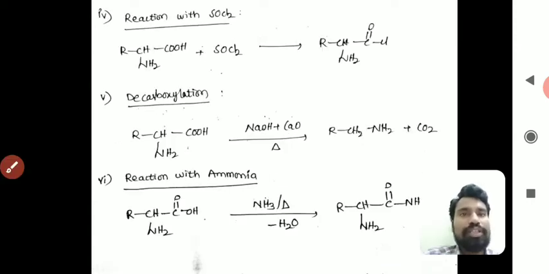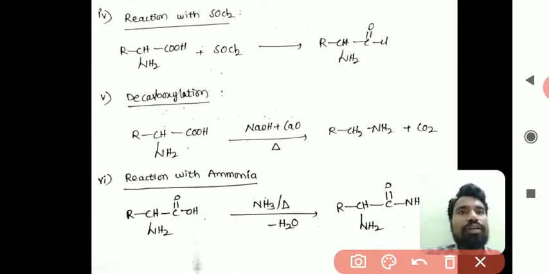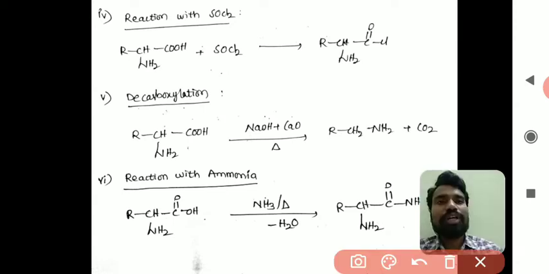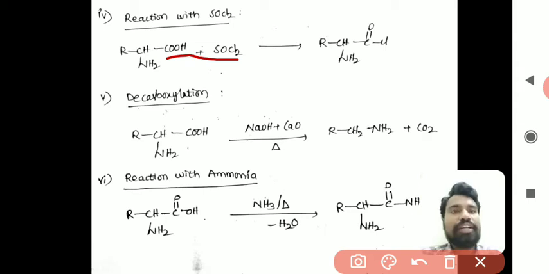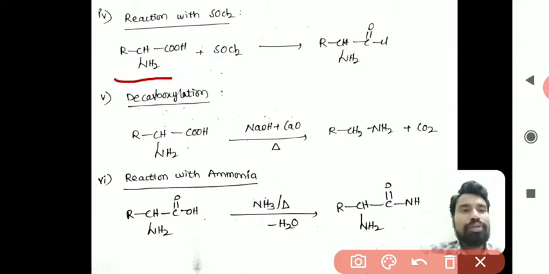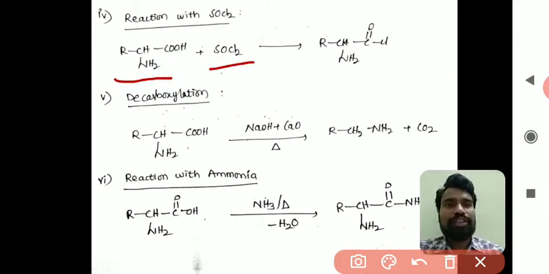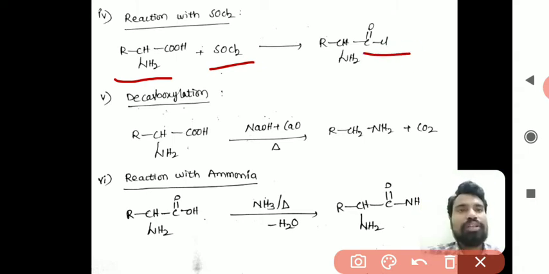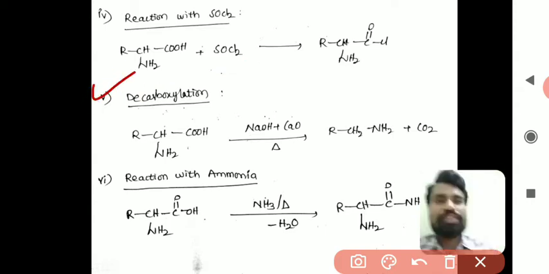So the next one is the reaction with SOCl2. As we know, when a carboxylic acid is treated with SOCl2, there is a formation of acid chloride. So here also the same thing. When the carboxylic acid group of the amino acid reacts with SOCl2, it forms acid chloride. Next is the decarboxylation reaction.